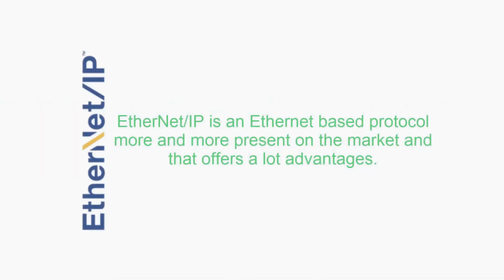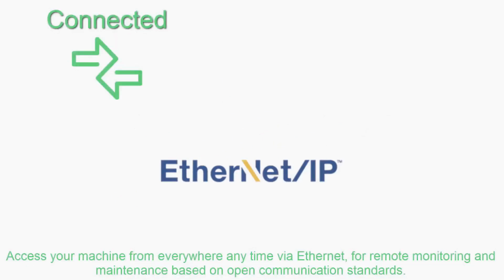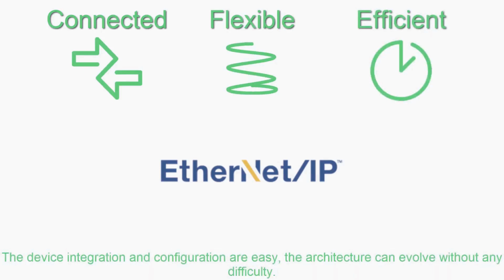Ethernet IP is an Ethernet-based protocol more and more present on the market, and it offers a lot of advantages. Access your machine from everywhere at any time via Ethernet for remote monitoring and maintenance based on open communication standards. It is easy to add an Ethernet IP adapter at any time. The device integration and configuration are easy. The architecture can evolve without any difficulty.